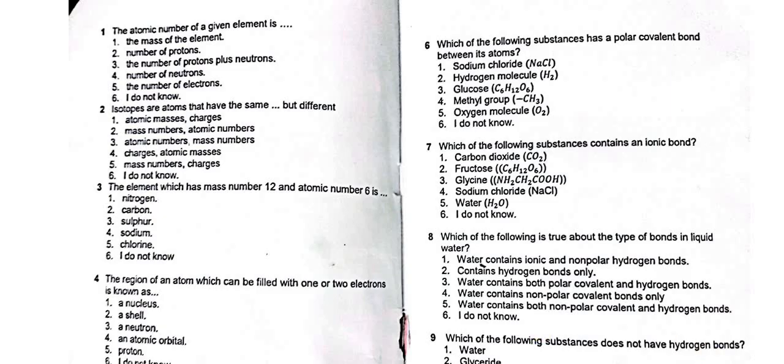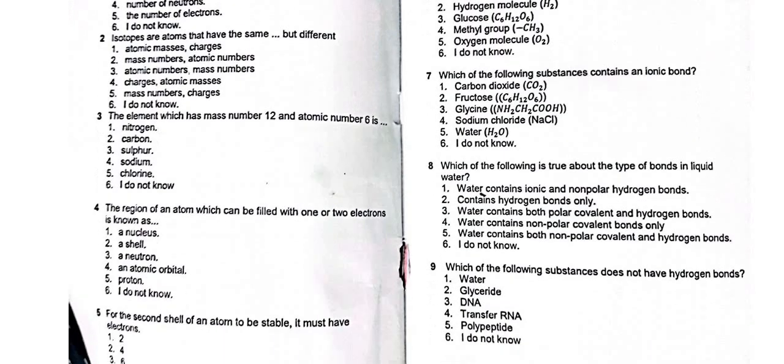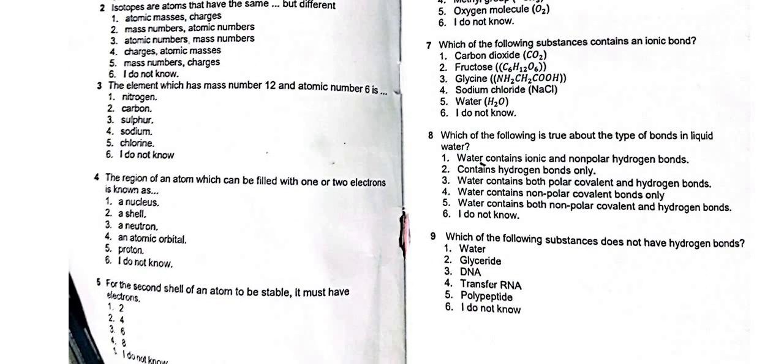Then number 4. So we should just run through this, guys. It shouldn't take us a lot of time. Number 4, they are saying the region of an atom which can be filled with 1 or 2 electrons is known as what? What's the correct answer here on number 4? It's 4. Yes, an atomic orbital, not a shell, because orbitals are found on shells. So the correct answer here is an atomic orbital.